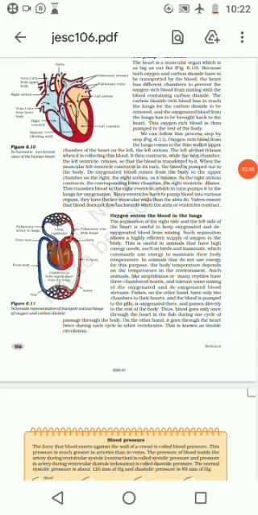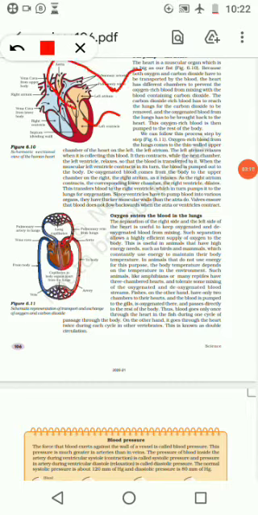Step by step, what is happening: oxygen rich blood from the lungs comes into the thin walled upper chamber of the heart on the left, that's the left atrium. Here the left atrium will relax when it is collecting the blood, then it will contract and move it to the left ventricle, and then the left ventricle will relax. So the blood is being transferred. When the muscular left ventricle contracts, the blood is pumped out to the body via the aorta. Then after that it will move in the body.